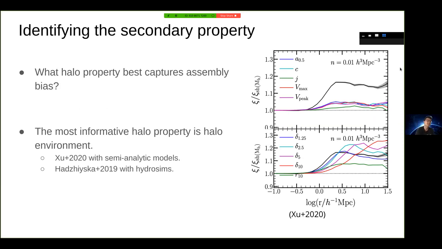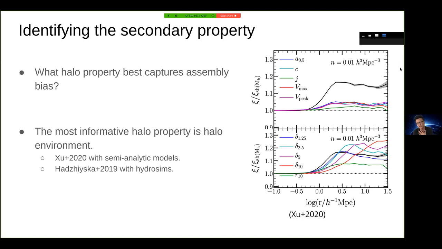For the next couple of minutes, I want to focus on the question of identifying the secondary halo property that best captures galaxy assembly bias. Recent works have shown that the most informative halo property is not halo concentration. It is actually the local environment of the halos. I'm going to highlight two papers recently: the first by Xiaoju, where they use semi-analytic models to explore these effects, and then also Boriana Ajiska's paper from last year, where she used hydrosims to do similar work.